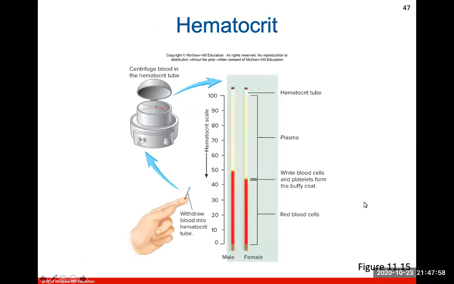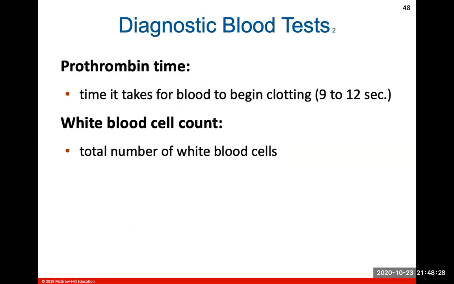So this is the hematocrit. They will withdraw blood into a hematocrit tube, usually by a pinprick, and then they will centrifuge it, spin it down extremely quickly. The blood sample will separate into its component parts, and then they are able to determine the hematocrit scale. The white blood cells and platelets will form the buffy coat, the plasma will form the part above it, and the red blood cells will sink to the bottom, so they're able to determine blood cell counts.